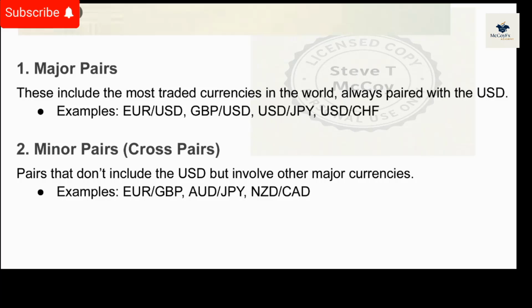Number 1, we have major pairs. These include the most traded currencies in the world, always paired with USD. Examples: we have the Euro USD, GBP USD, USD JPY, and USD CHF.